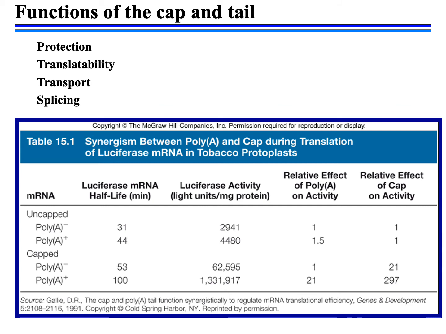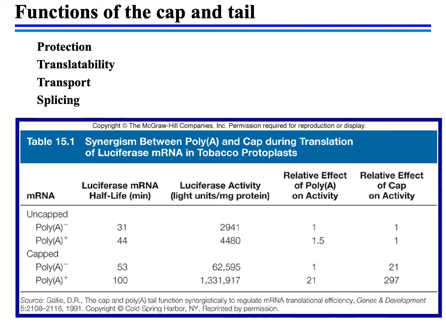So the very next column looks at luciferase half-life in this particular experiment. And what you can see is that there's not really much difference in the half-life with any of the combinations, except for having a capped and a poly A-tailed mRNA. You can see that there is a significant increase in the half-life when both a cap and a tail is present.